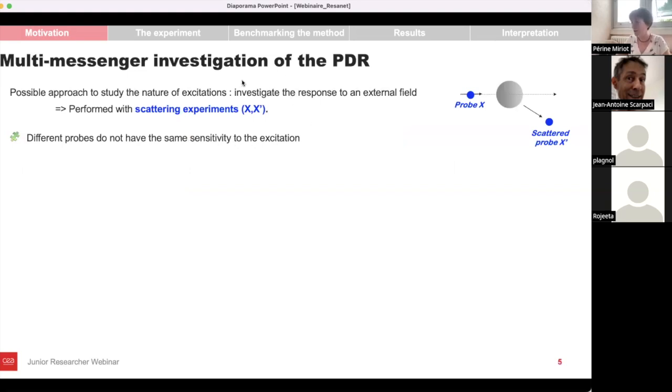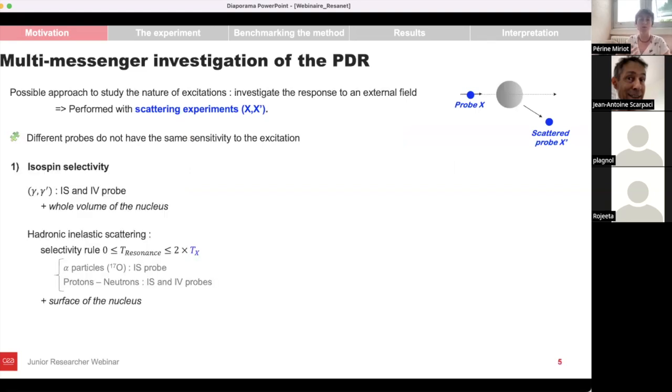scattering experiments, and we rely on the fact that the probe X, which is used, has a certain sensitivity to the excitation. And so if we use complementary probes, we can get complementary information on the nature of the excited state. I will illustrate here the sensitivity of the probes in two ways.